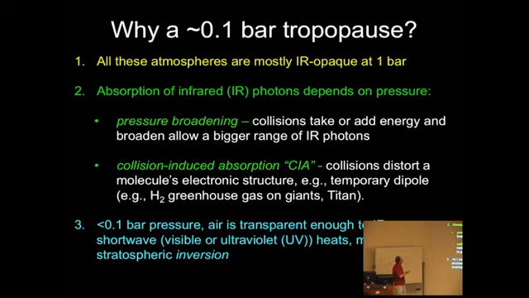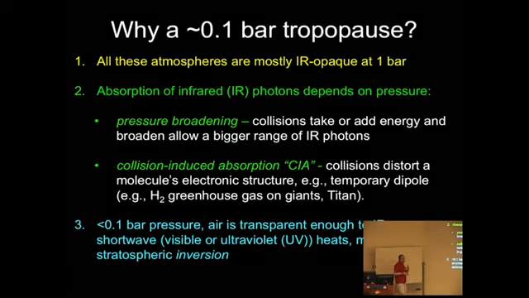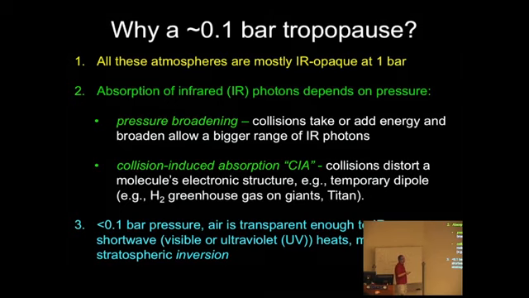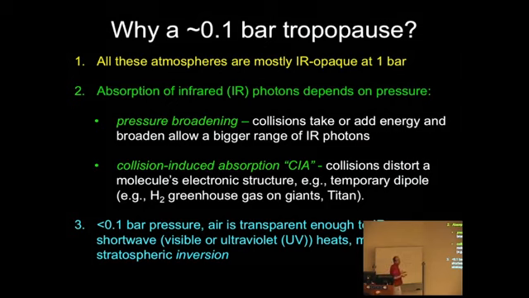But the absorption of infrared photons depends on pressure in a couple of ways. Pressure broadening: when collisions take or add energy and broaden, they allow a bigger range of infrared photons to be absorbed. Or, as discussed earlier, collision-induced absorption, sometimes abbreviated to CIA, not to be confused with the intelligence agency. Collisions distort a molecule's electronic structure, and they can cause a temporary dipole or quadrupole or something.